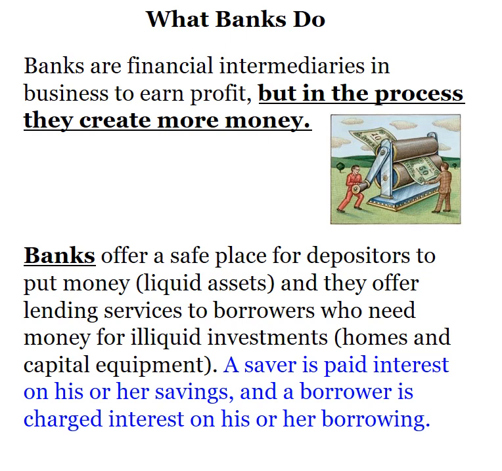Banks take liquid assets and translate those into illiquid investments in terms of loans for homes and capital equipment. Remember, capital is one of those 4 factors of production. It's about tools and equipment. Savers, when they put money into the bank, are paid interest, and borrowers are charged interest. And there's got to be a difference between the two.